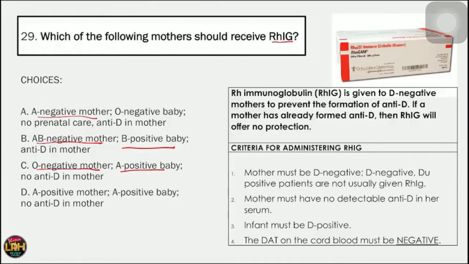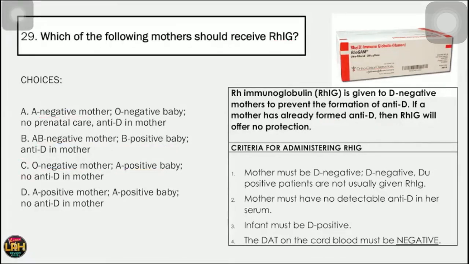If the mother has already formed anti-D, meaning to say, she has had previous exposure to the D antigen, therefore she has already produced antibodies against it, then this RHIG will no longer provide protection against the D antigen. So this is only indicated among D negative mothers with no anti-D in their plasma. So the answer for number 29 is letter C.